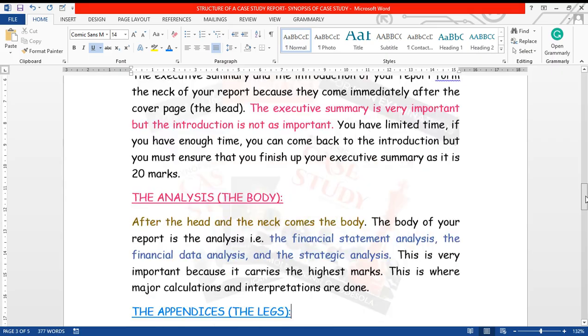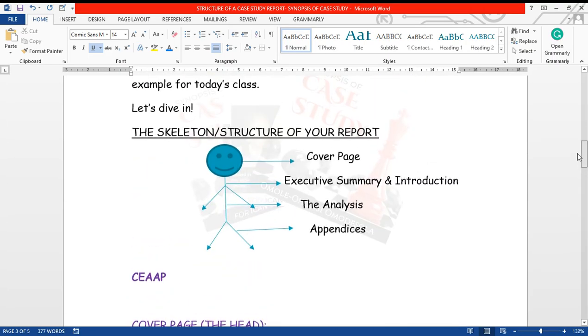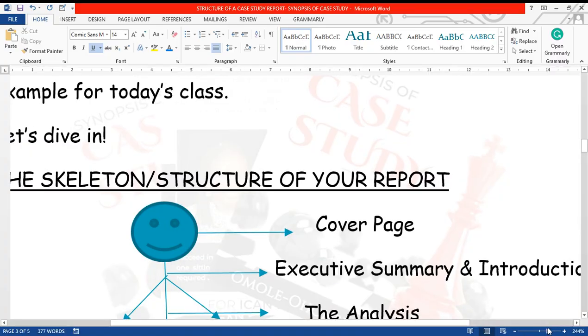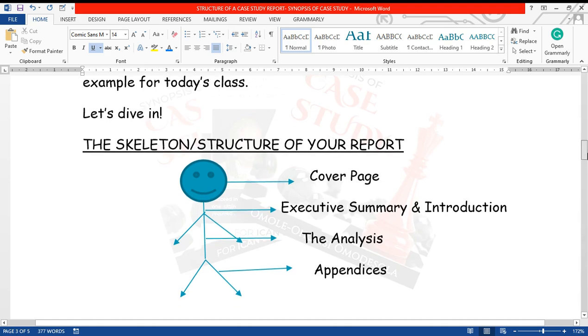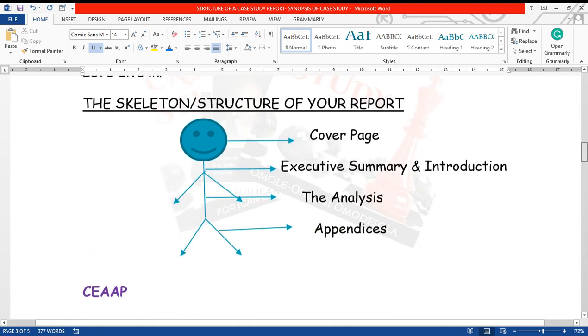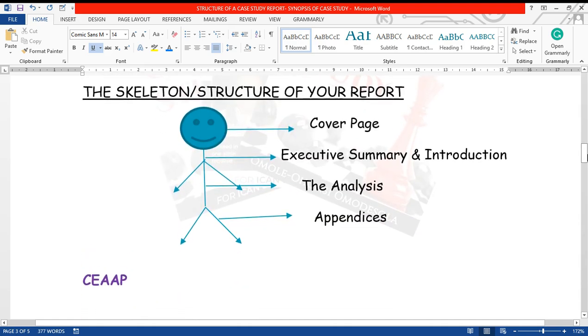So let's go back to our skeleton that we drew. This skeleton is just basically to help you remember, just like a visual. Most times, we tend to remember what we see more. Visual images stick more. Do you get? That's why I use a skeleton to explain how the structure of your report should be.